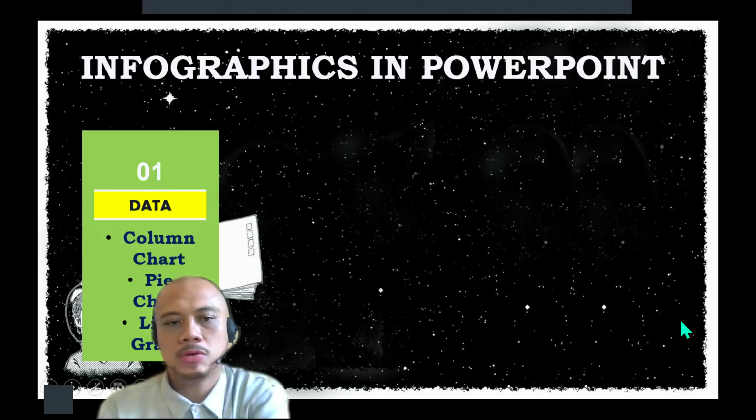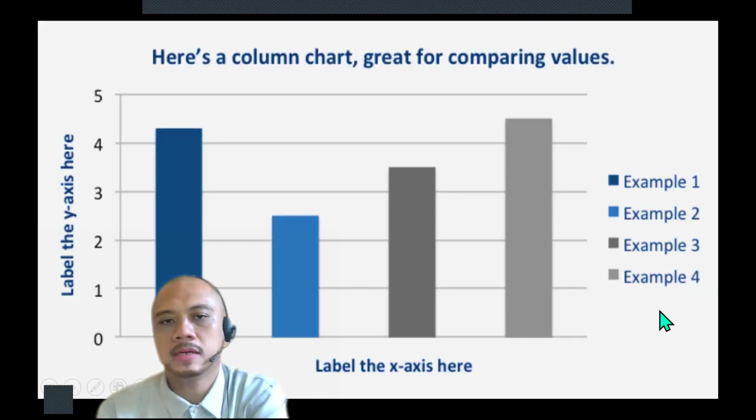Okay. So, what infographics can we get in PowerPoint? These are just some, and we're going to go into detail: column chart, pie chart, and line graph. And let's see. Okay, here's a column chart.